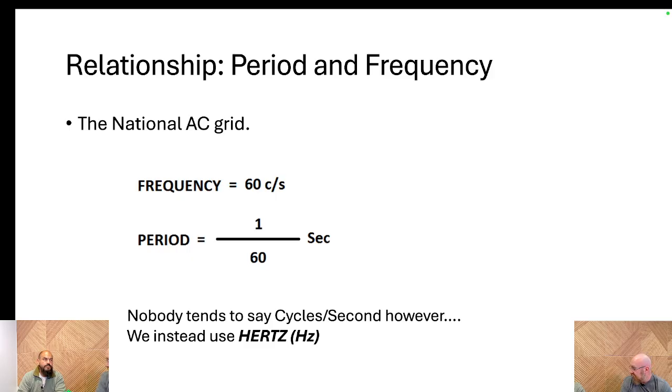So take what we get coming out of the wall, because that's what we've got coming out of each of the plugs, each of the outlets in our house. We hear it a lot, 60 hertz. What is a hertz? A hertz is what cycles per second is. That's just a shorter way of saying cycles per second. So it's much easier to just say hertz. So our frequency is going to be 60 hertz or 60 cycles per second. And that means that the period of what comes out of the wall is going to be doing one cycle every 1/60th of a second.